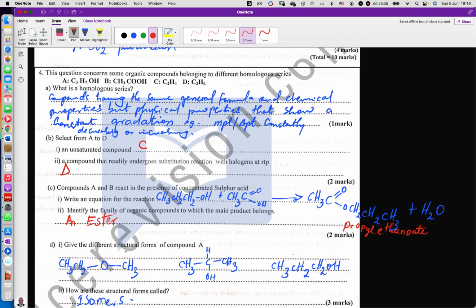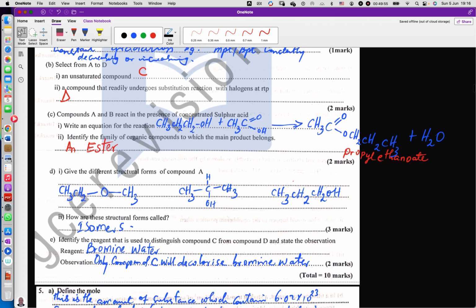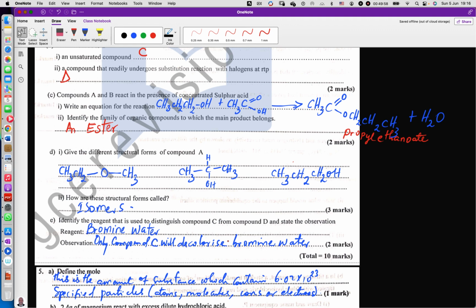Give the different structural forms of compound A. We have ether, we have alcohol, that is secondary alcohol, and we have a primary alcohol. Give the different structural forms, only the forms, not the names. Okay, we can name them later on.